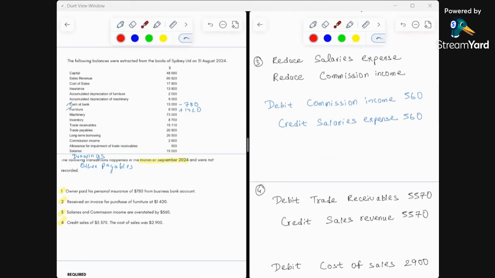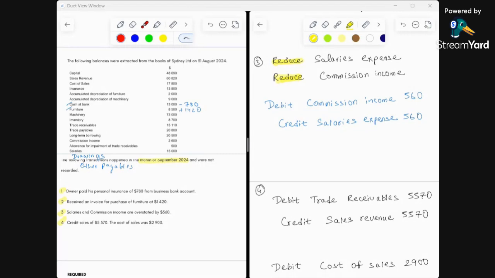So transaction number 3, salaries and commission income are overstated by $560. All right. So we know that we have overstated the salaries expense and commission income by $560. And now we have to reduce the salaries expense and at the same time reduce the commission income that we have already in the books.